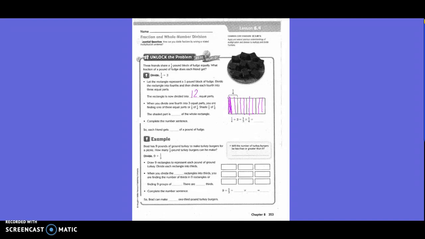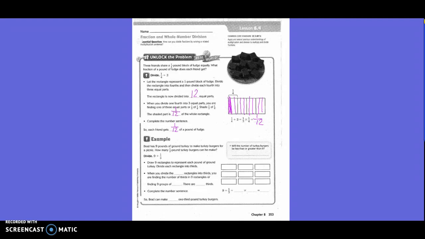The shaded part is what of the whole rectangle? So how many total parts do we have? 12. And we shaded 1. So complete the number sentence. So each friend gets 1/12 of a pound of fudge, because 1/3 times 1/4 is 1/12.